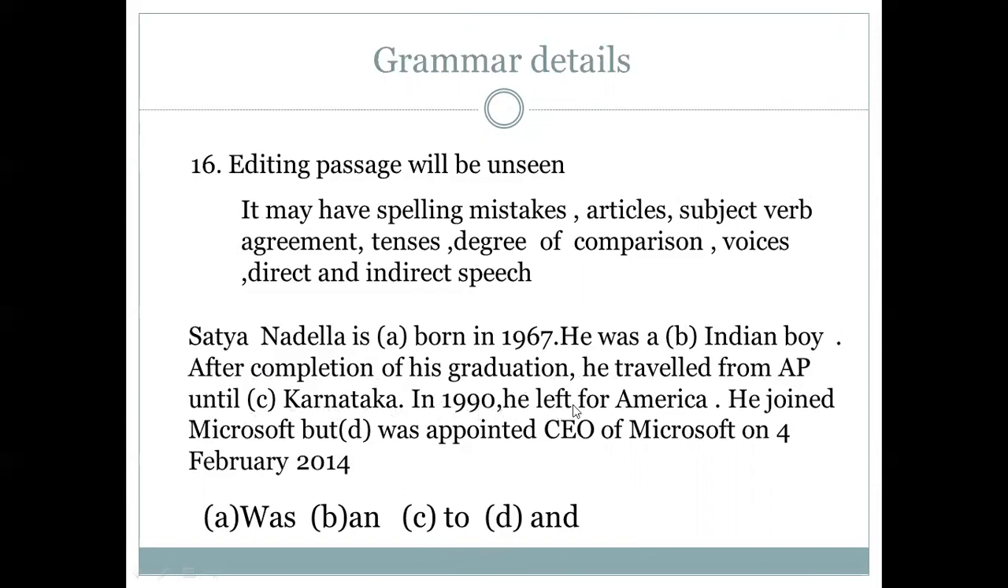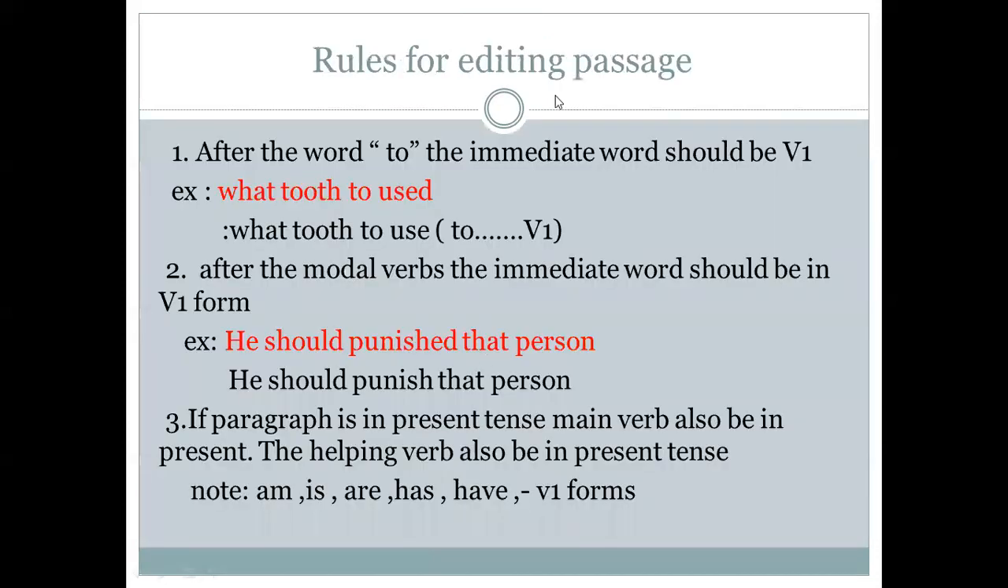In 1990, he left for America. He joined Microsoft but was appointed CEO. Is it correct? No. Why? If you are adding or joining any two sentences, the word and should come because it joins two sentences. So Satya Nadella joined Microsoft and was appointed CEO. So these are the basic rules related to the editing passage.